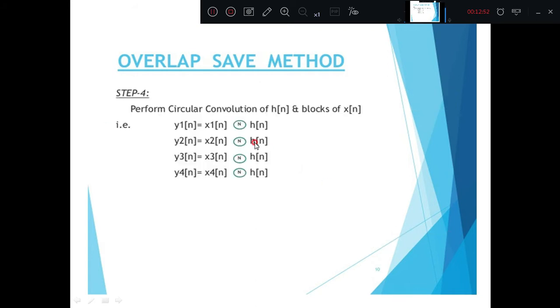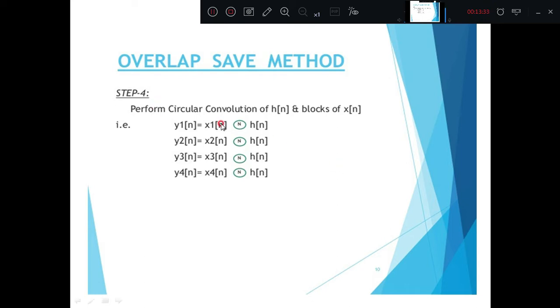And here, after dividing the long data sequence into a number of blocks, and already you have added m minus 1 zeros, now if you see, the lengths of x1 of n and h of n are both the same. When the lengths of both sequences are the same, you can easily perform the circular convolution, right? You have different methods to perform the circular convolution. The concentric circle method is there, then the matrix method, then the table method, or one more method, the frequency domain approach, is there.